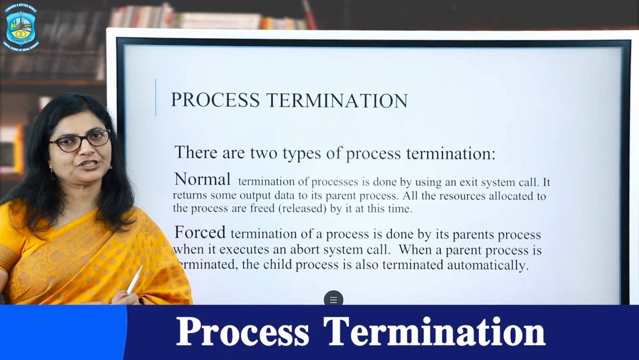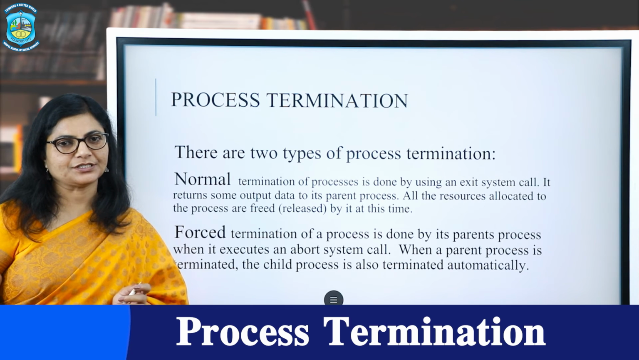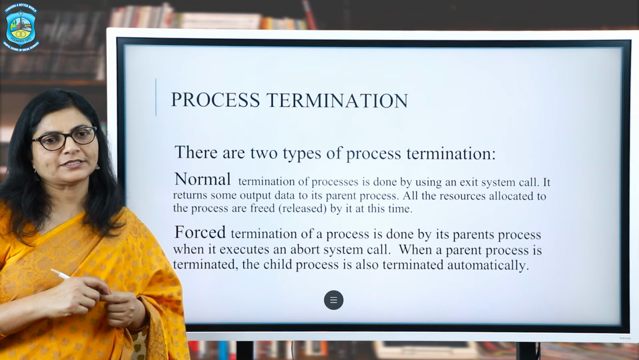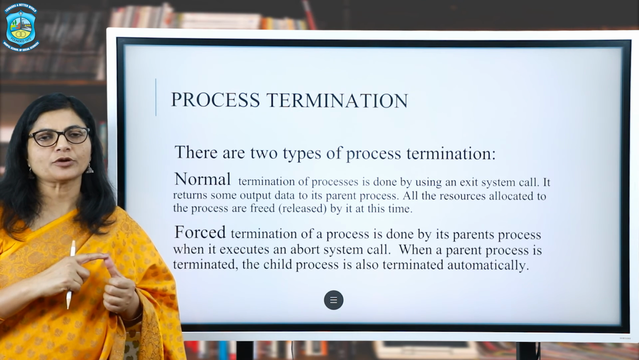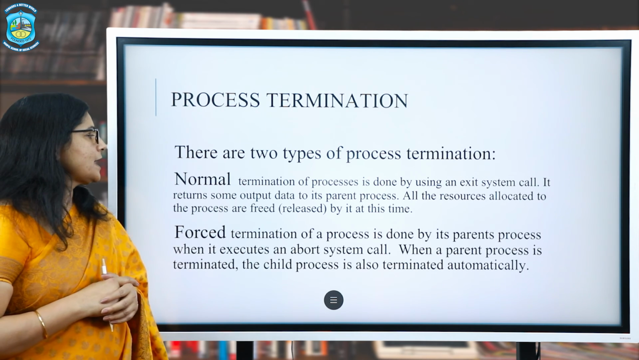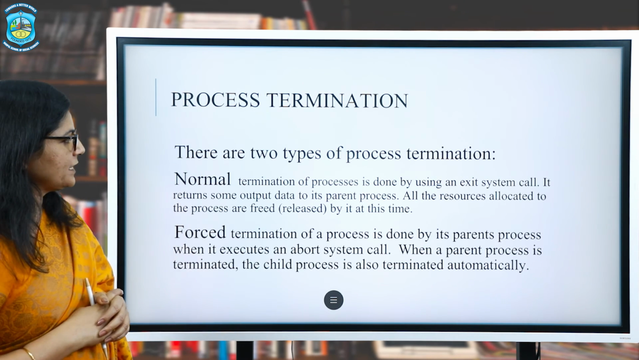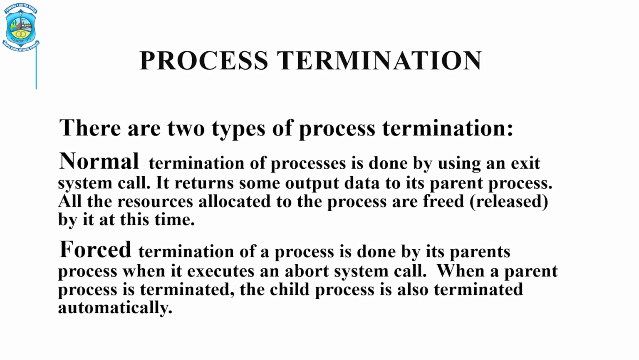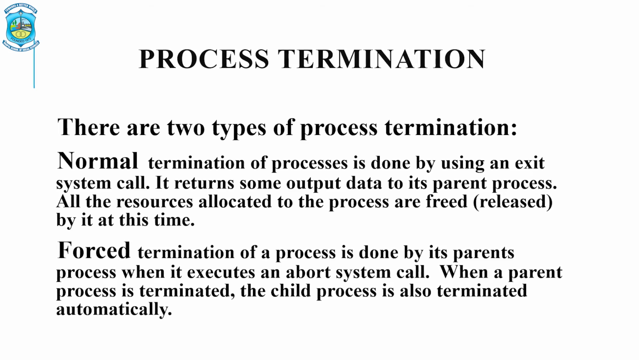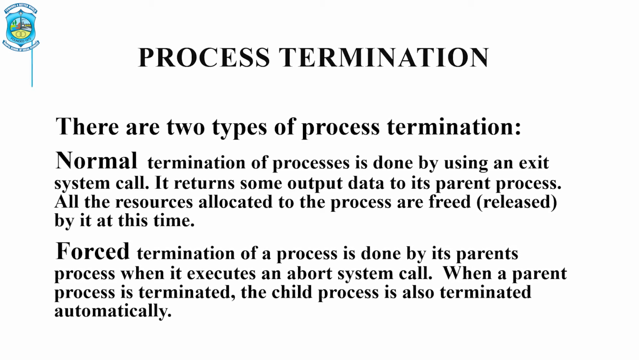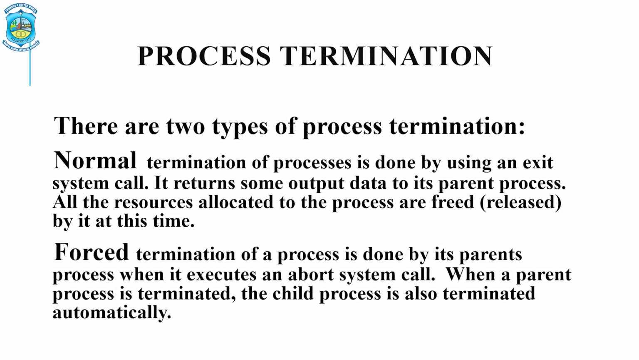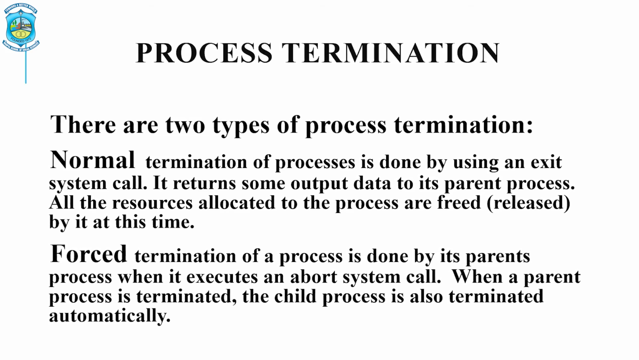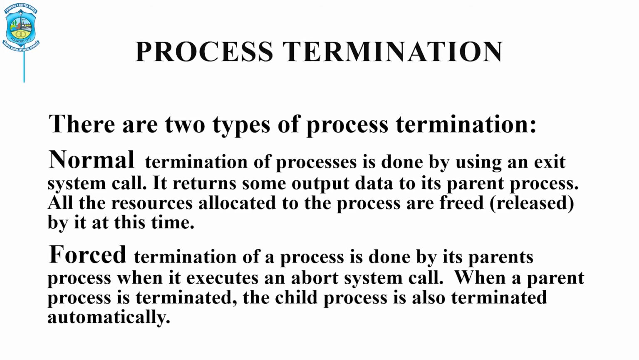Now the second operation is process termination. In process termination, there are two types, that is normal and forced. In normal termination of a process, it is done by using an exit system call. It returns some output data to its parent process. All the resources allocated to the process are released at the same time.